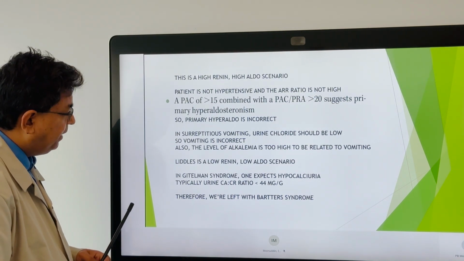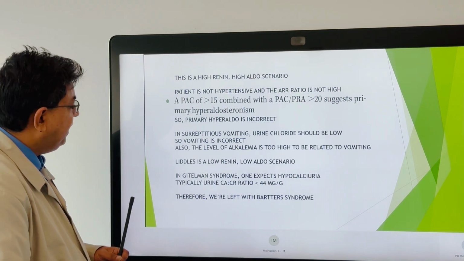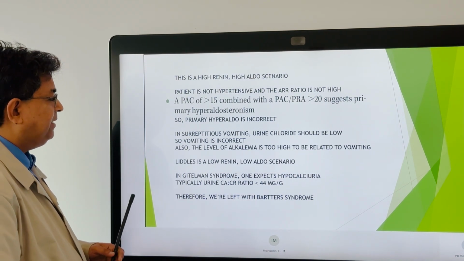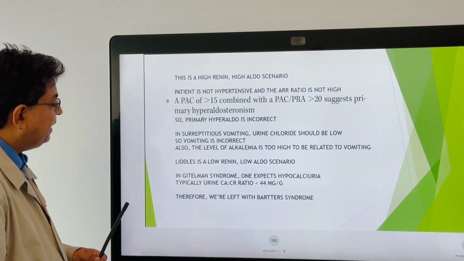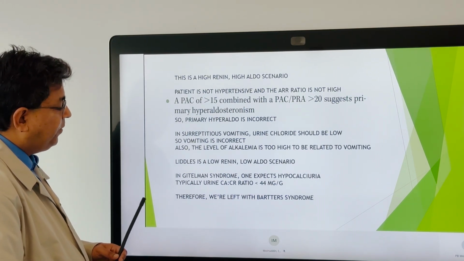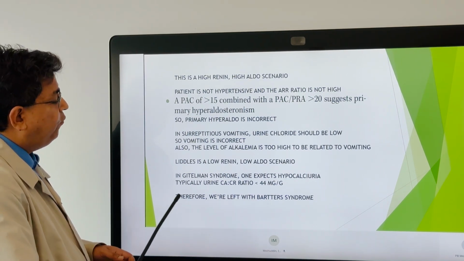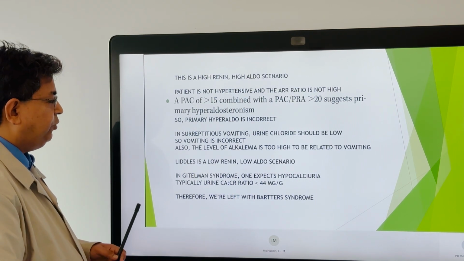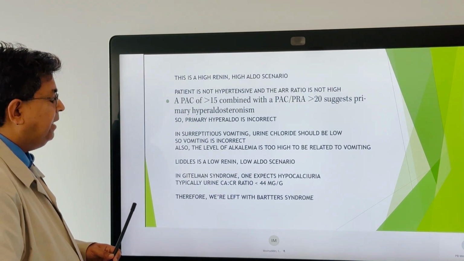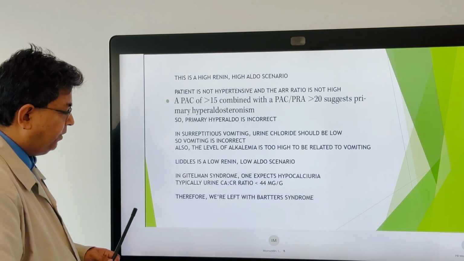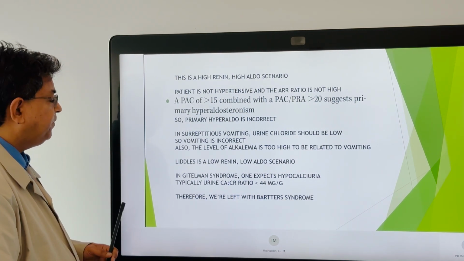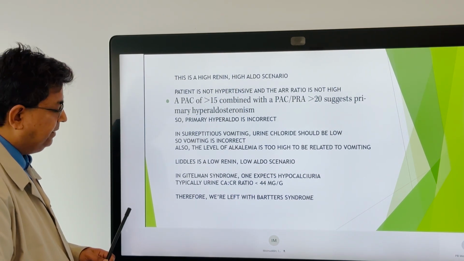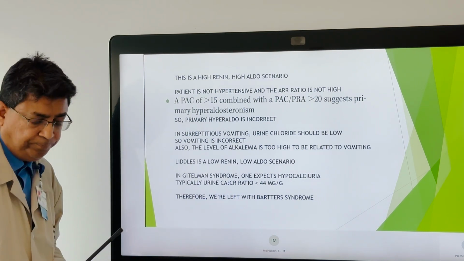Liddle's is a low renin, low aldo scenario. In Gitelman syndrome, one expects hypocalciuria. Typically, urine calcium to creatinine ratio is less than 44 milligrams per gram. Gitelman syndrome and Bartter's syndrome will be discussed in other sessions of board review. Therefore, Bartter's syndrome is the correct answer.